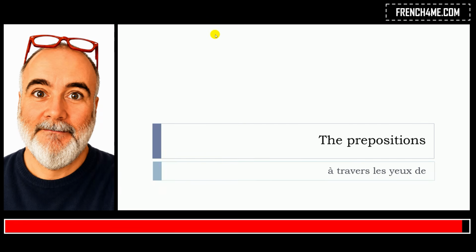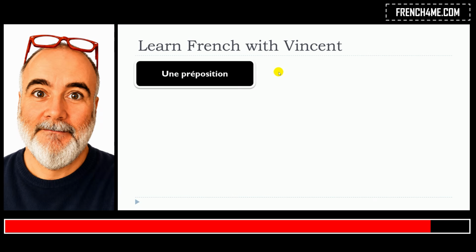In this lesson, we will see together the prepositions, but more precisely, à travers les yeux de. So, of course, the first thing that we need to see together is what is une préposition?